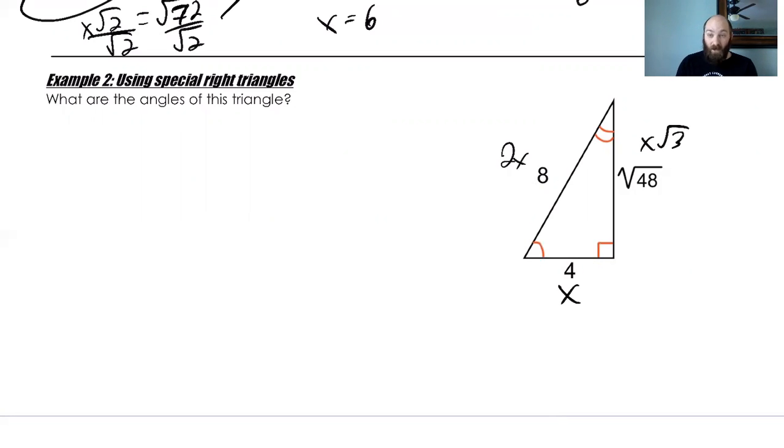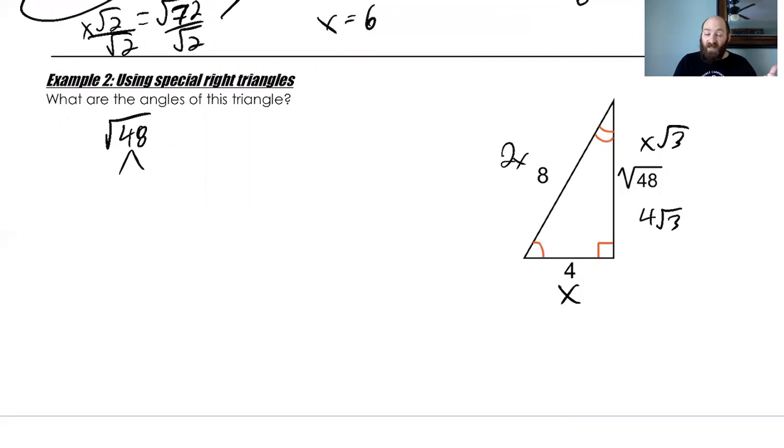Well, here's what I can do. I can honestly just confirm it in a calculator. This should be 4 root 3 here. But is 4 root 3 the same as square root of 48? Well, I can break that down. This is what I was referring to earlier. The square root of 48 can be broken down into smaller pieces.